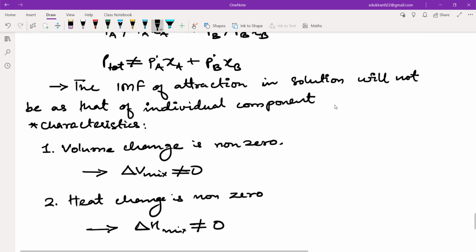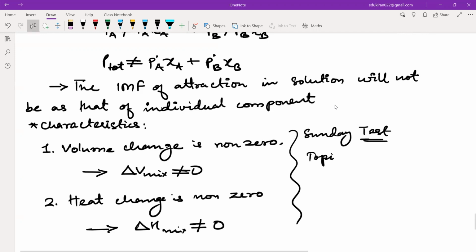Now there are two announcements. Sunday you will have a test. Sunday you all will have a test. Topic: whenever you are learning the chapter solution, in the test there will always be at least one question from concentration terms. Okay? So you'll have some question from concentration terms for sure.